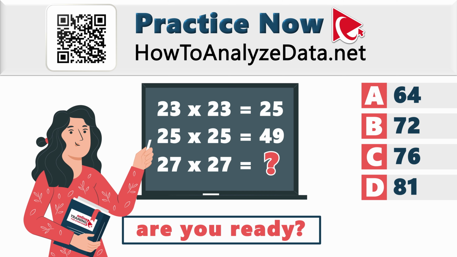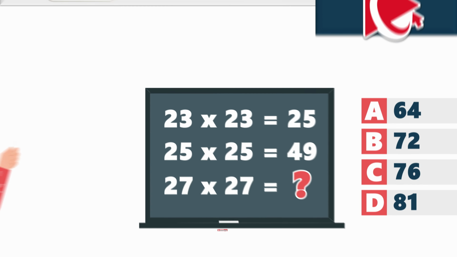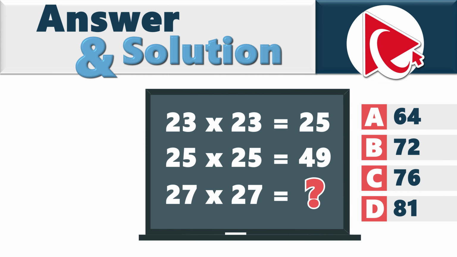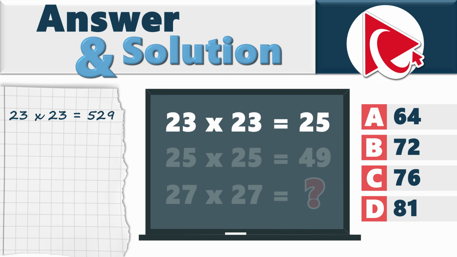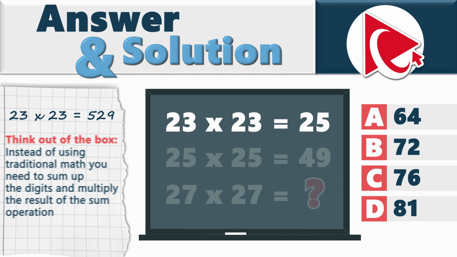Are you ready with your solution? Well, or at least excited about this mental workout. Did I warn you that this expression is slippery? In the typical world, 23 multiplied by 23 equals 529. But to solve this problem, we need to think out of the box.